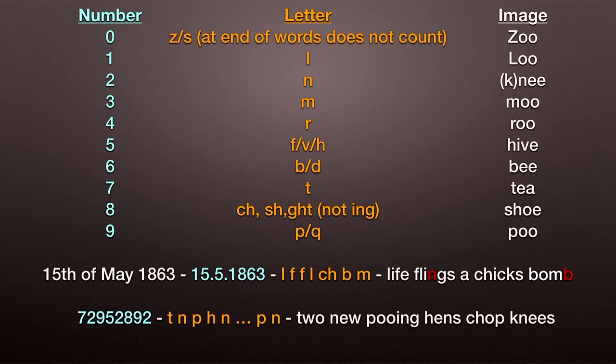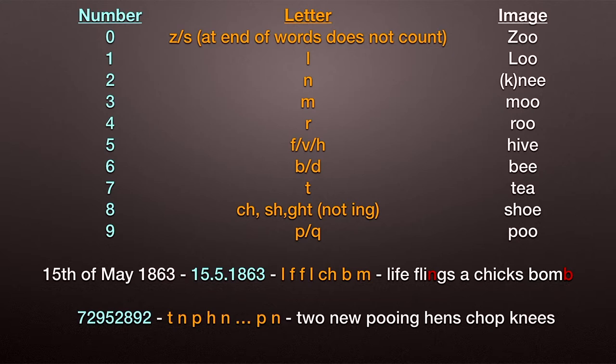So now what we want to do is make, with that, a very silly image of life flinging the bomb of a baby chicken. If we were to do a telephone number, for example, I've taken any random number, 7295-2892, which becomes T-N-P-H-N, then the combination letters, P-N. So this becomes two new pooing hens chop knees. That's a very silly image, and the sillier the image, the more likely we are going to remember it.